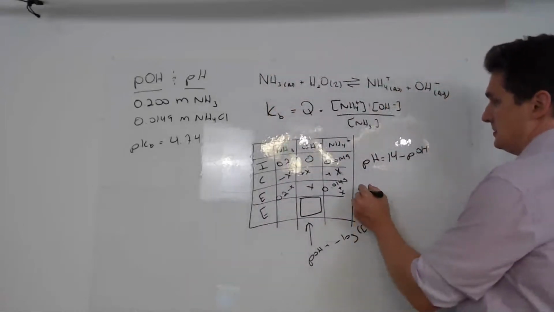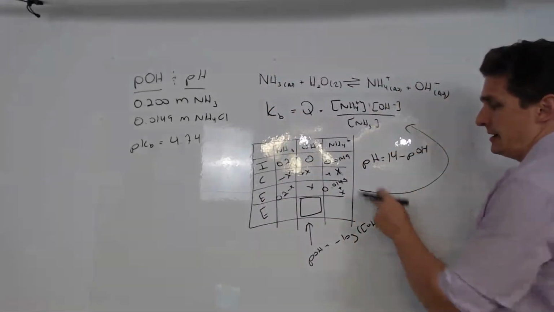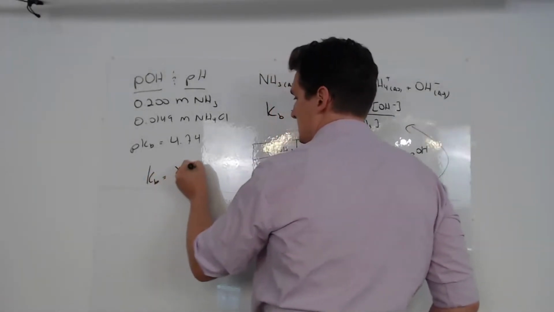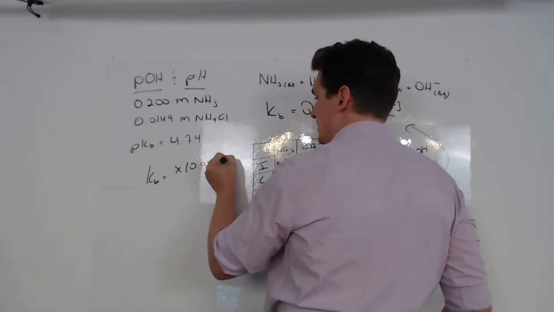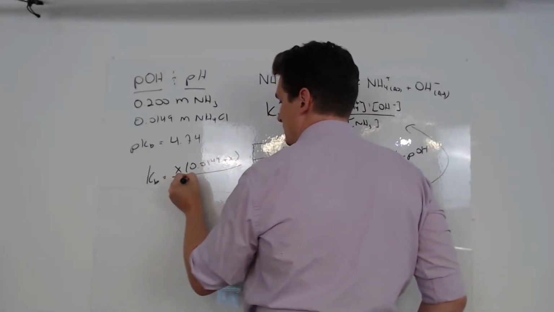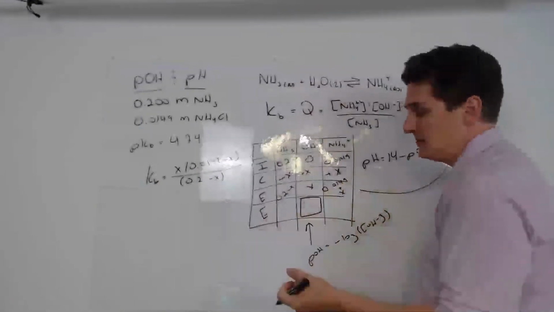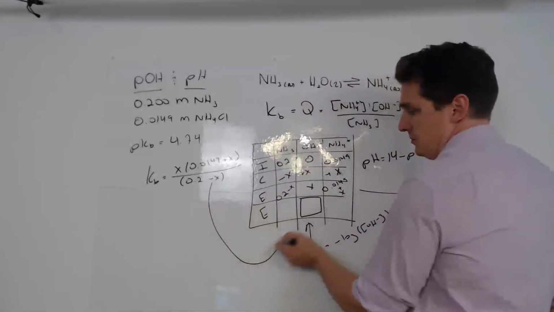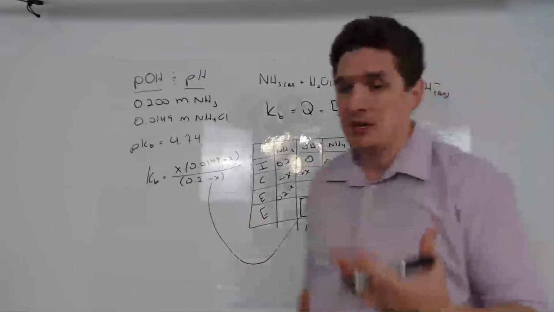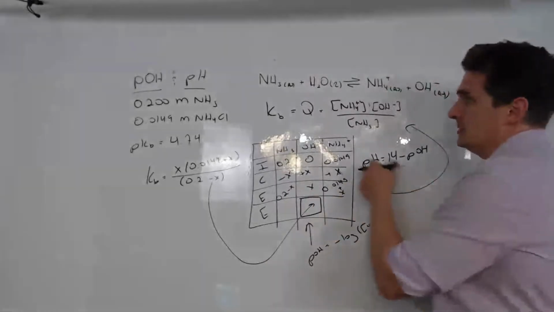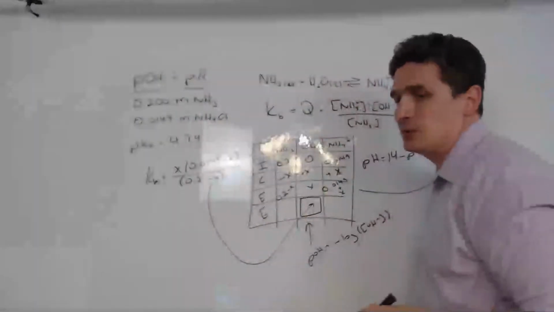So in this case, we would just stick in our E row. Here we have Kb equals X times 0.0149 plus X, all over 0.2 minus X. We would solve for X. We're only going to use the positive root because we're forming hydroxide and we need the positive concentration. Take the negative log of that number, and that will give me the pOH. Subtract that from 14 to give me the pH.